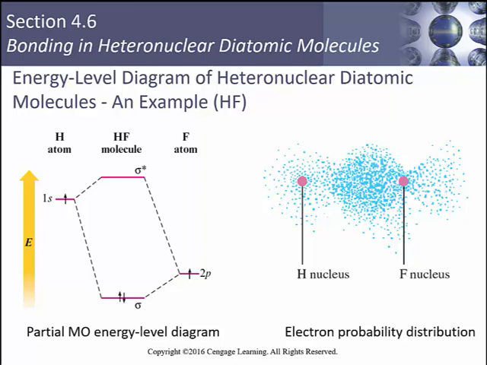So here it's a little bit more complex. We've got the hydrogen 1s as being higher in energy than the fluorine 2p, but we're still going to end up with a sigma bonding and a sigma antibonding orbital. If we look at the probability distribution, we've got our hydrogen nucleus and our fluorine nucleus, and you notice that the electron density is a lot higher around the fluorine than around the hydrogen. If it was evenly shared, right down the middle, you would expect that to be even. But it's not. It's going to be a little bit more over towards the fluorine because the fluorine's more electronegative.